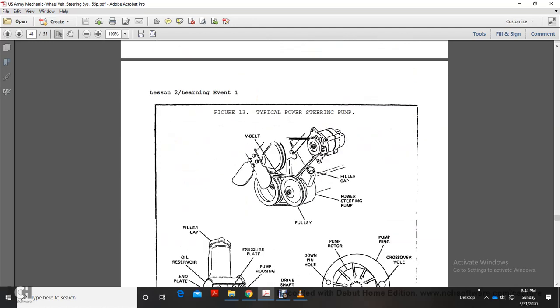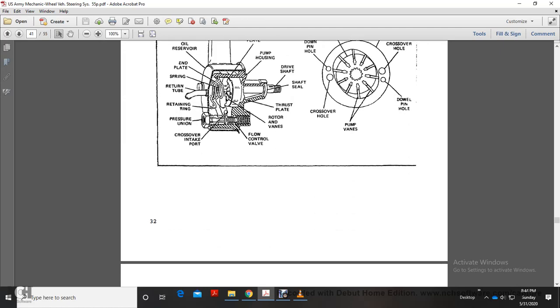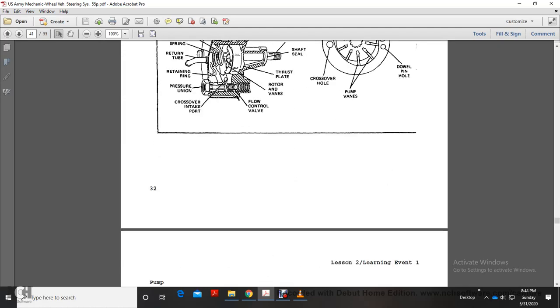Alright, typical power steering pump, the V-belt with the filler cap of the power steering pump and the pulley. This shows the filler cap, oil reservoir, end plate springs, return tube, return ring, pressure union, crossover tank, pressure plate, pump housing, drive shaft, drive seal, thrust plate, the rotor and vanes, and flow control valve. Alright, this shows your dowel pin hole, pump rotor, pump ring, crossover hole, dowel pin hole, pump vanes, crossover hole. And that's your typical power steering pump.